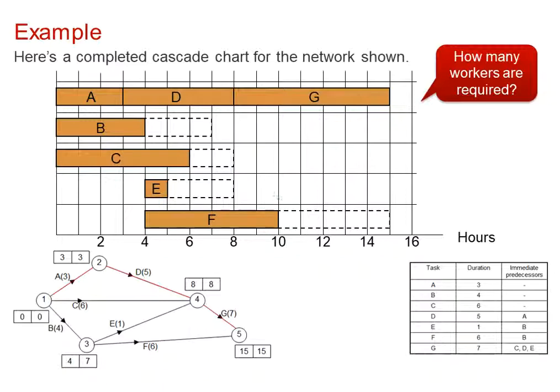However, we could do this with 3 workers if we can avoid this clash at this point. We can avoid this clash if we just move F 1 unit forwards. So if we bring F 1 unit forwards, so we don't need that first unit at the beginning, there's no clash anymore, and we can do this in theory with 3 workers.